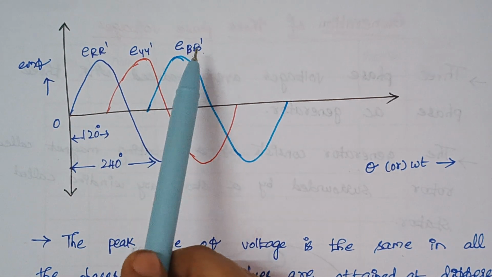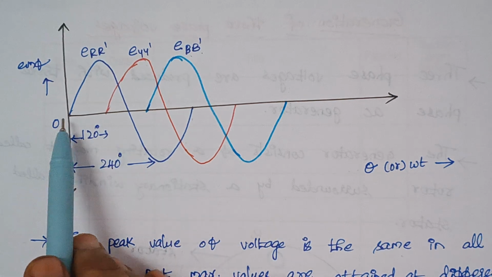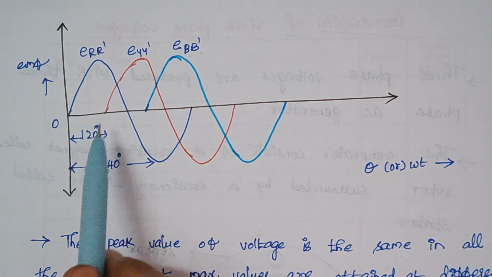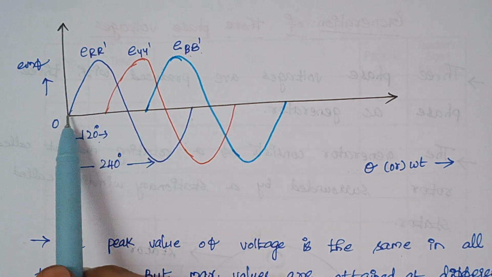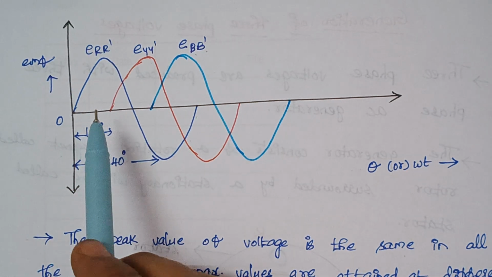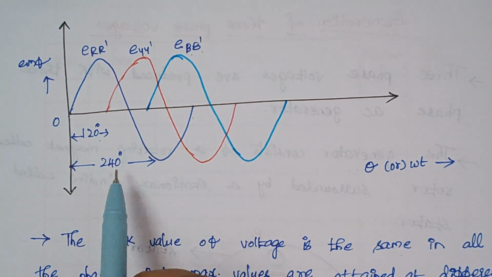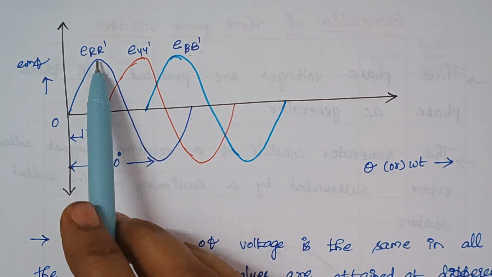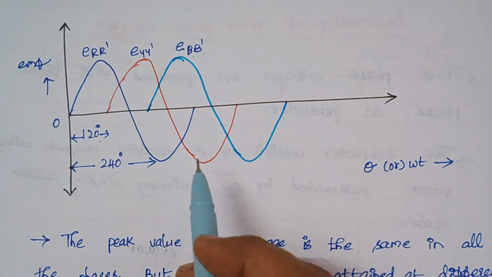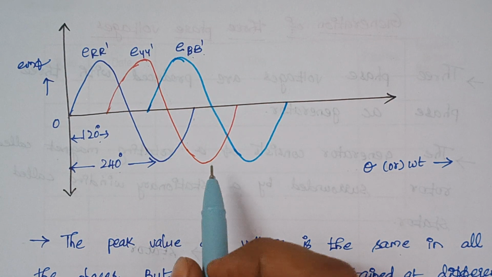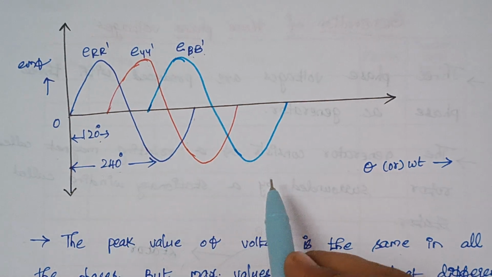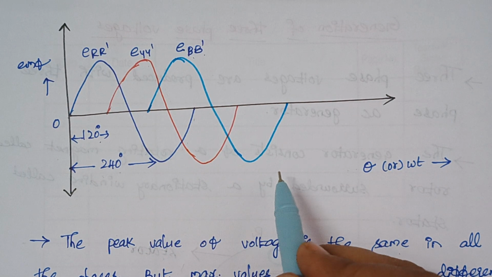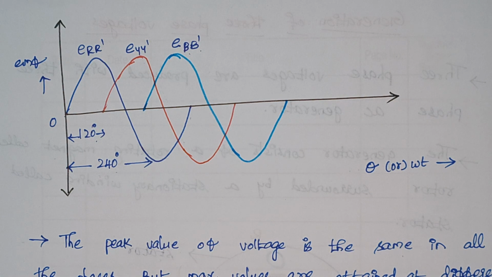The magnitude remains the same, but there is a phase difference of 120 degrees between your R coil and Y coil, and similarly a phase difference of 240 degrees between your R coil and B coil, right? This is clearly shown in this diagram. Then the next thing we are going to discuss is the phase sequence.